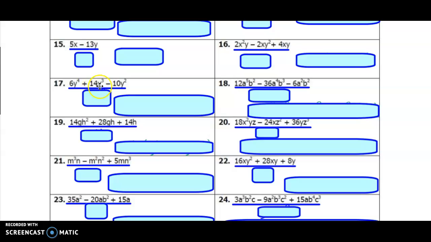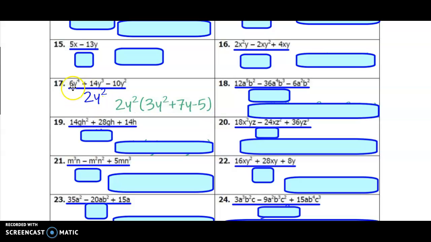All terms, the biggest number that divides into all of them is 2. They all have a y. The smallest exponent is y squared. So 2y squared is your GCF. Then divide each part by 2y squared. 6y to the 4th divided by 2y squared. 6 divided by 2 is 3. Y to the 4th over y squared is y squared. 14 divided by 2 is 7. Y to the 3rd over y squared is 1. Negative 10 divided by 2 is negative 5. Y squared over y squared cancels out. So that's how you get your final answer.